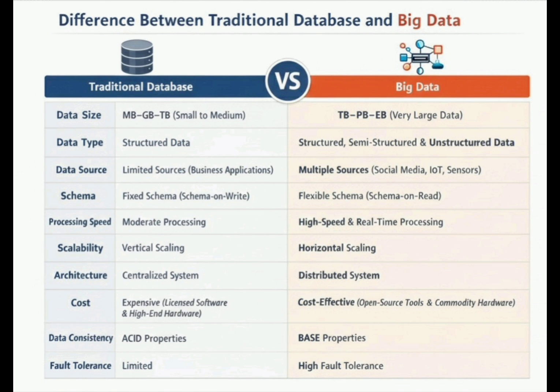And the traditional database works based upon the ACID properties, whereas big data works based upon the BASE properties. The word BASE gives a knowledge of basically available, soft state, eventual consistency. And finally, the traditional database allows limited fault tolerance, whereas big data allows high fault tolerance even.